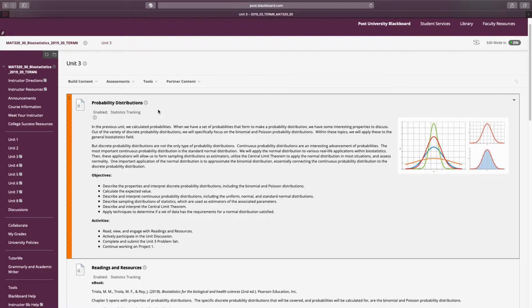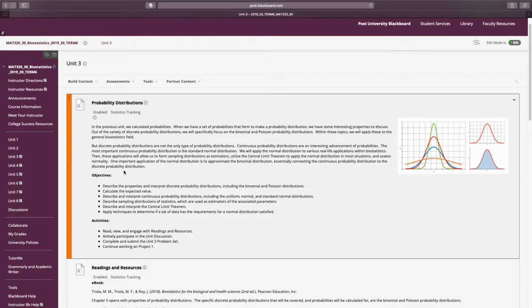Then these applications will allow us to form sampling distributions as estimators, utilize the central limit theorem to apply the normal distribution in most situations, and assess normality. One important application of the normal distribution is to approximate the binomial distribution, essentially connecting the continuous probability distribution to the discrete probability distribution. And it should also be noted that the only other continuous distribution that we're studying, other than the normal distribution, is the uniform probability distribution. But we'll look more into that as we get to the material.